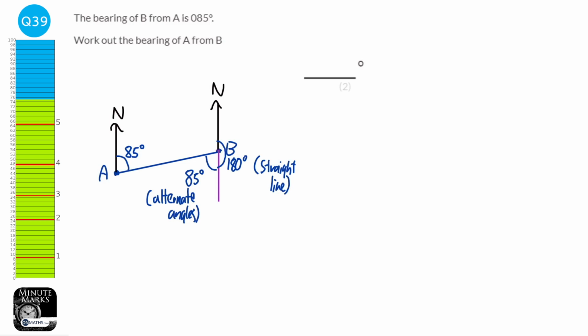And I'm not a fan of doing the reasons on the diagram, so maybe perhaps I should have labelled this an X and this a Y and written X equals 85 and Y equals 180 somewhere else. And so to work out what the bearing is, I just need to do 180 plus 85. So 180 plus 85 is going to be 265 degrees.